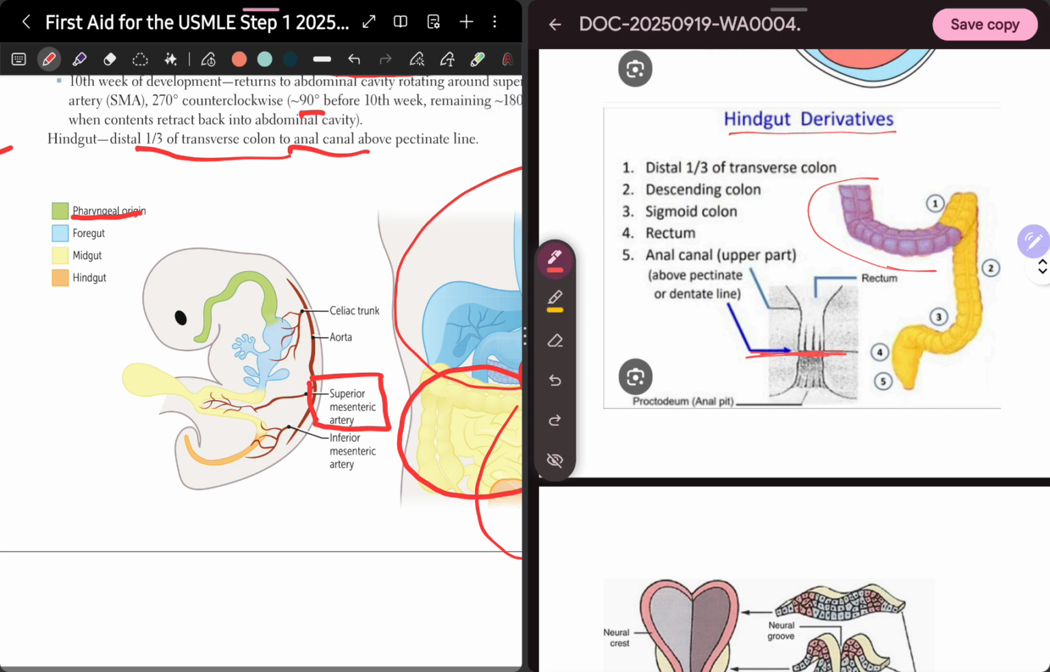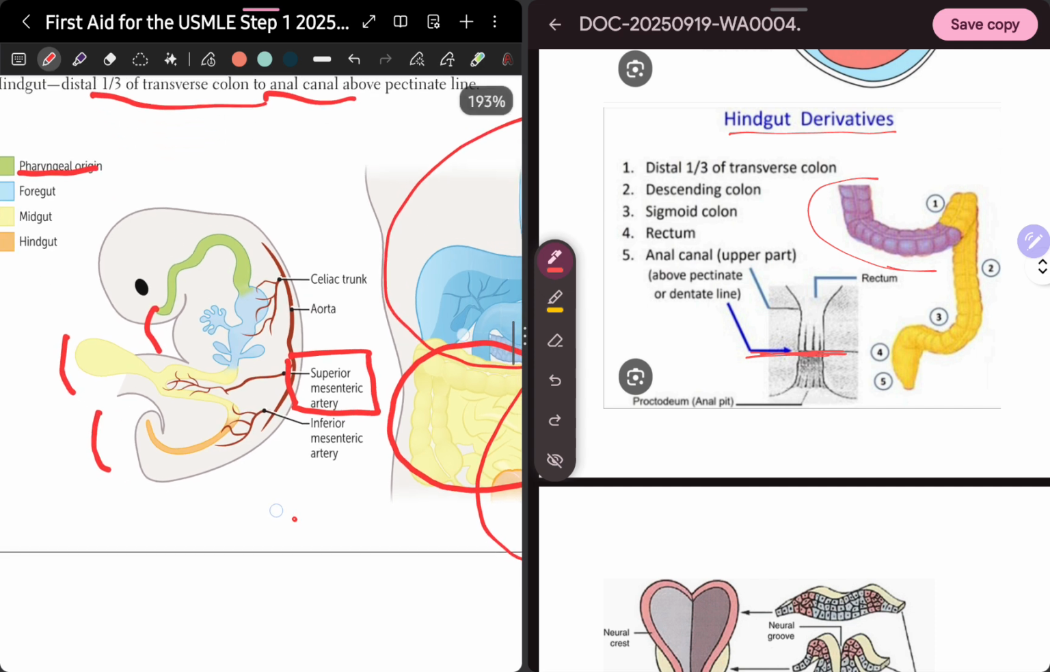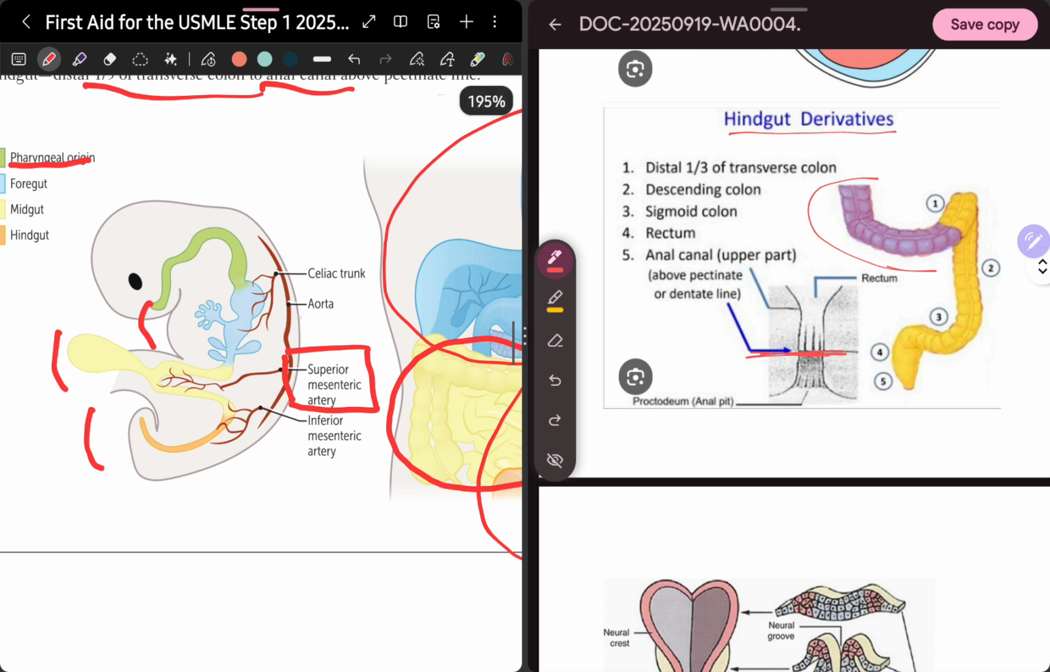The next picture shows the foregut, midgut and hindgut colored the same: blue, yellow and orange. The important thing is that the aorta is the main artery here. The celiac trunk supplies the foregut, the superior mesenteric artery supplies the midgut, and the inferior mesenteric artery supplies the hindgut. It is very easy to remember that superior and inferior supply the midgut and hindgut. Now only one area is left, the foregut, which is supplied by the celiac trunk.